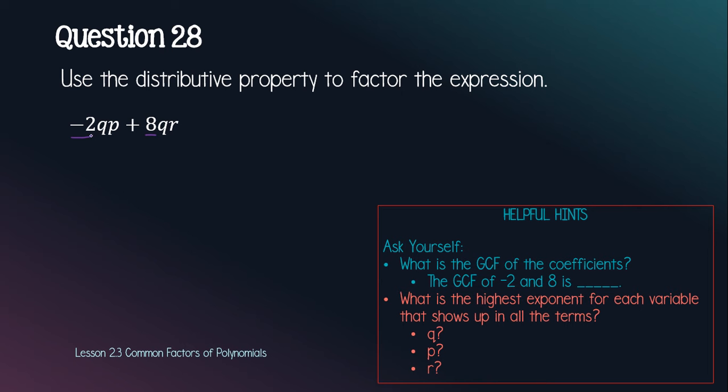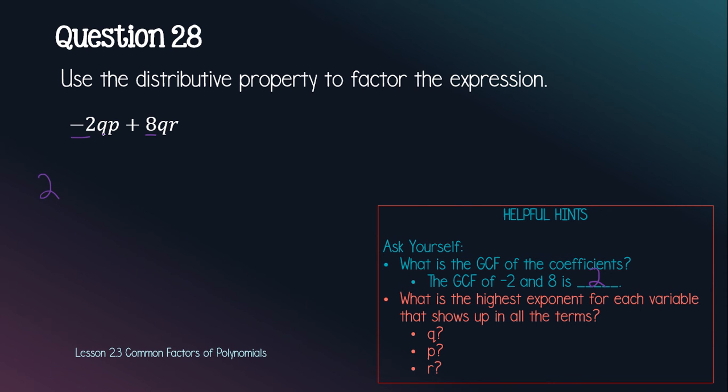Well, I see that I can take out a 2 because they're both even numbers. I can't take anything higher than a 2 out anyways, so I'm going to pull out a 2 from my coefficients. Okay, then I'm going to look for the variables. So what's the highest exponent for each variable that shows up in all of the terms?